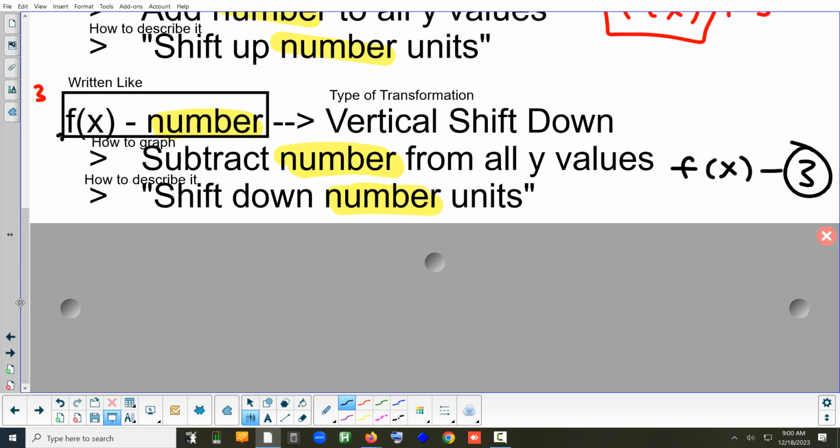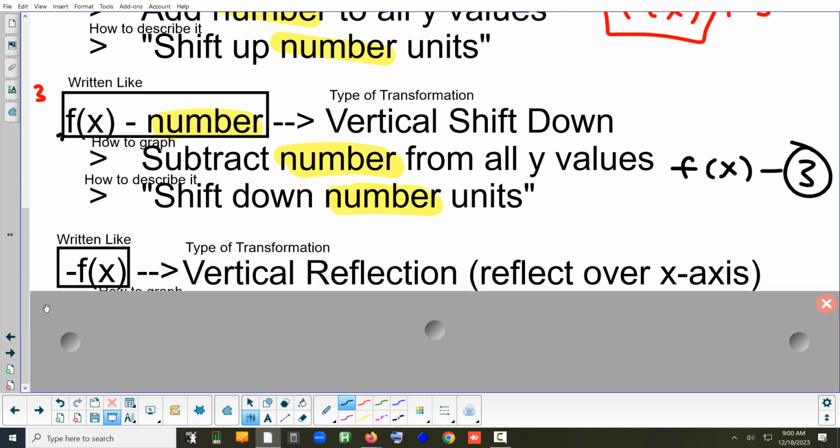All right, and the last one. The last one is when there is a negative, just a negative in front of the f of x. What a negative does is it causes the graph to flip. That's how we know we have a flip. So negative symbols cause flips.